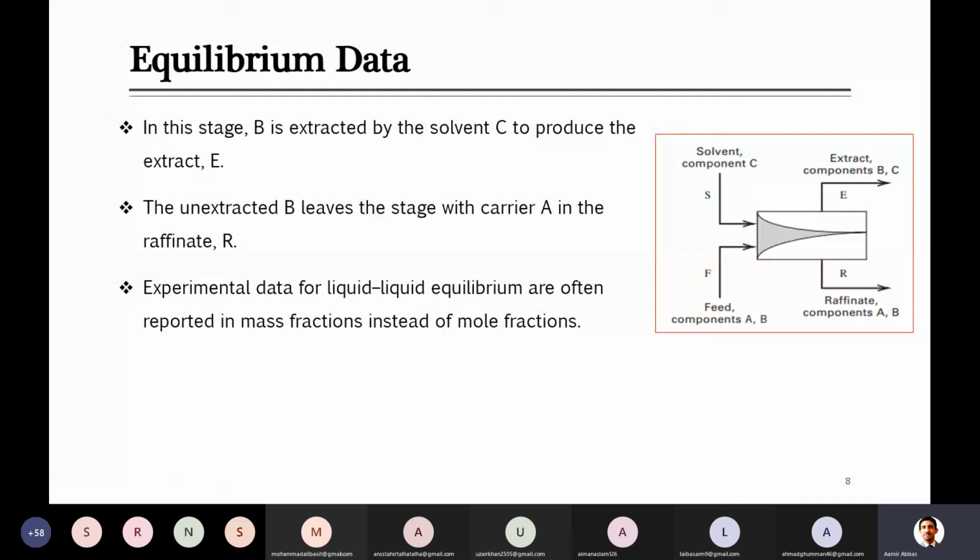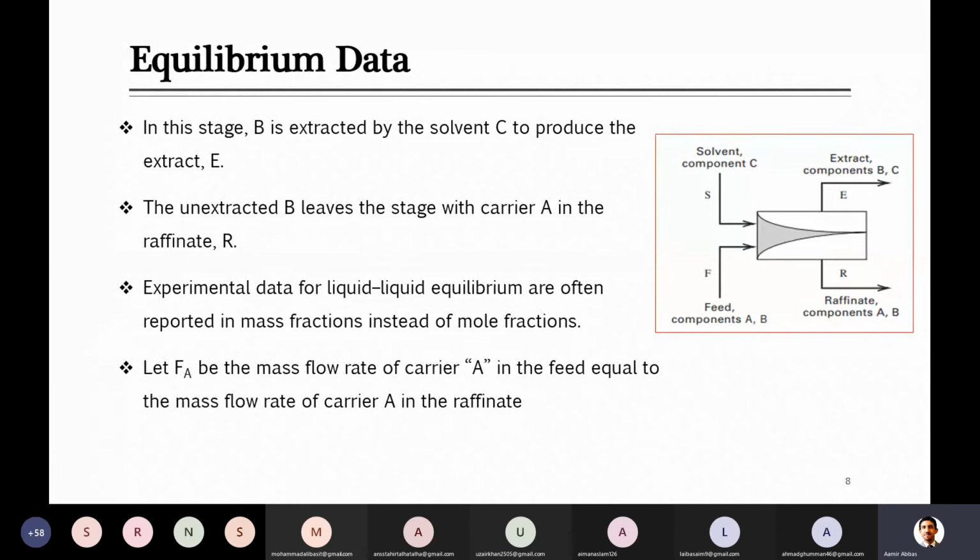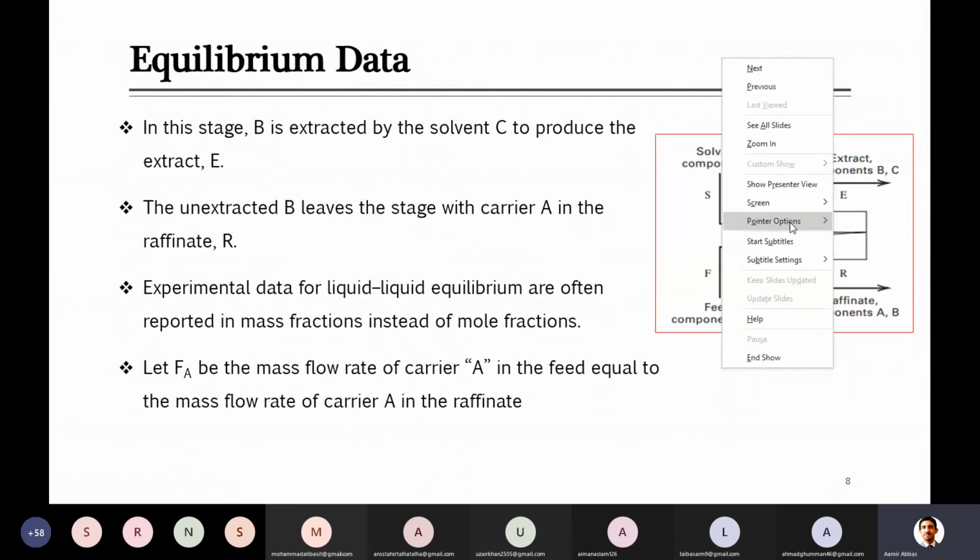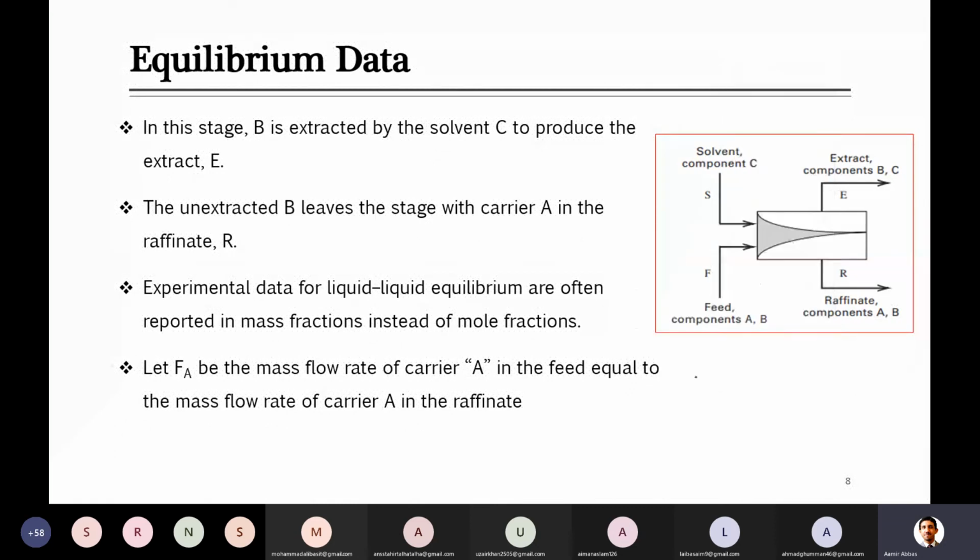So okay, from here, when you will be doing these calculations, you will be talking about mass fraction instead of mole fraction. Data is represented in that. And let's consider here we represent the flow rate of component A in this stream as FA, which is a part of feed. Because we have to make one equation here just about the solute. So let's say FA is the mass flow rate of this carrier A in the feed, and that is equal to the mass flow rate of carrier A in the raffinate.